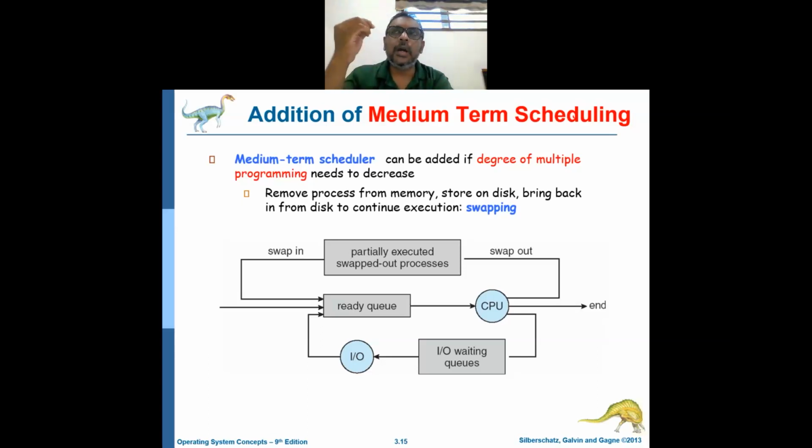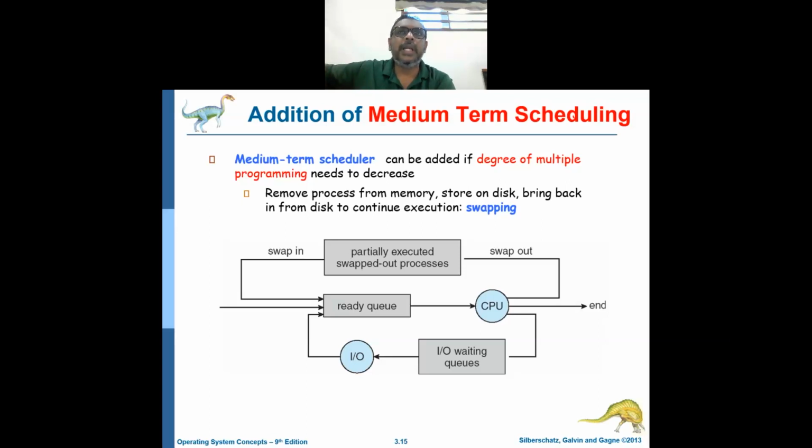Okay, so the degree of multi-programming, what does this mean? Meaning to say, if there are too many programs running at one point of time, then the operating system will bring out a scheduler, which is software, to remove the processes or the files from the programs from the memory and place them inside the hard disk, and bring them back when the CPU is free or the memory is free. Okay, so this process, remove from the memory, store it on the disk and bring it back, is called swapping.